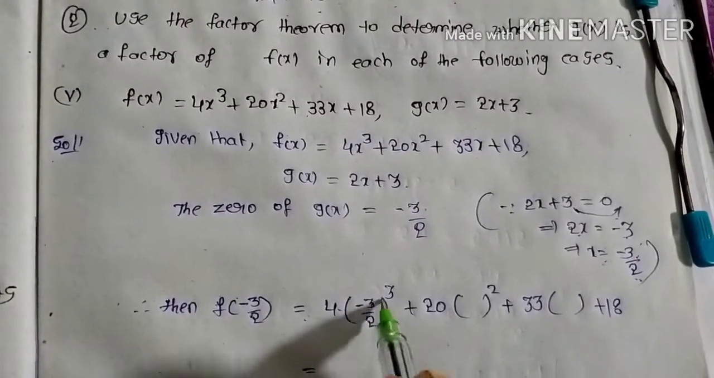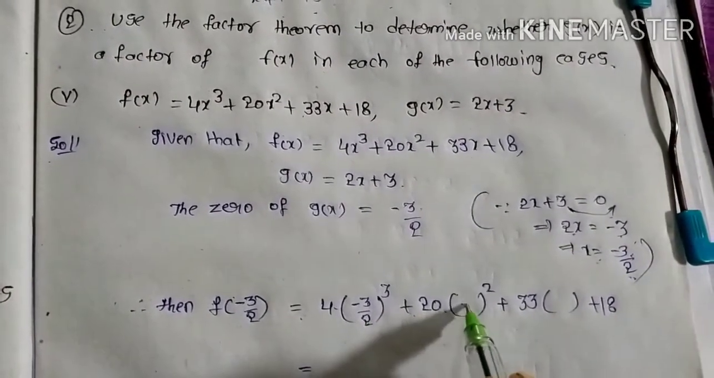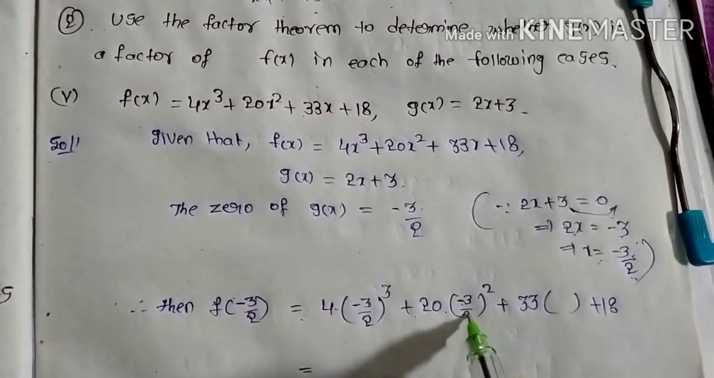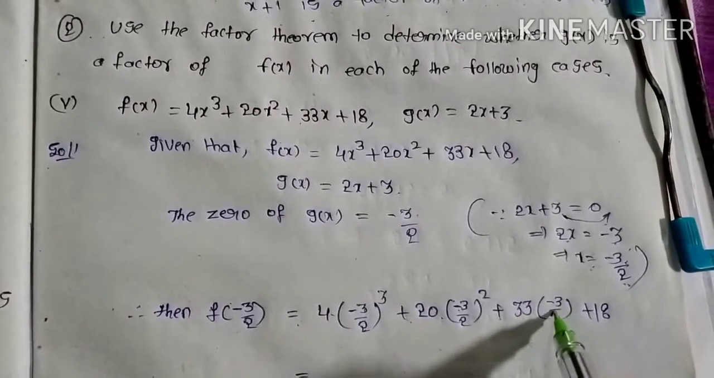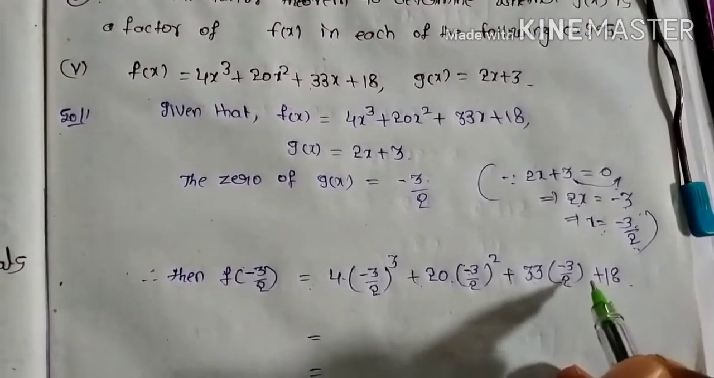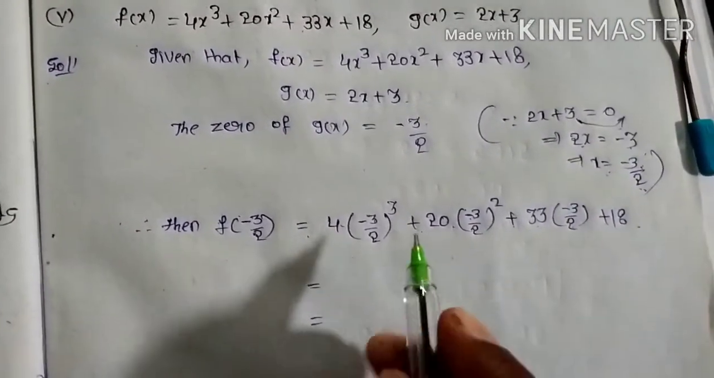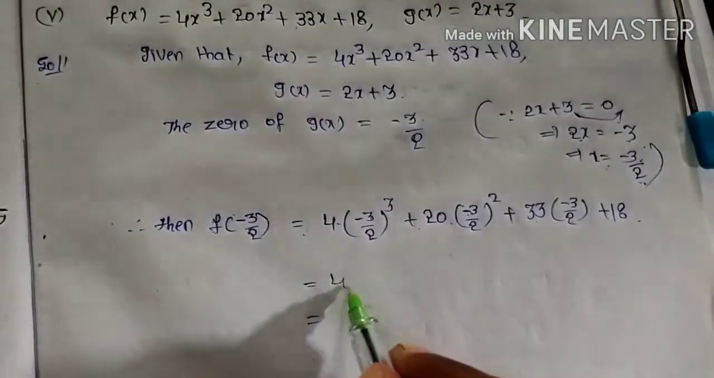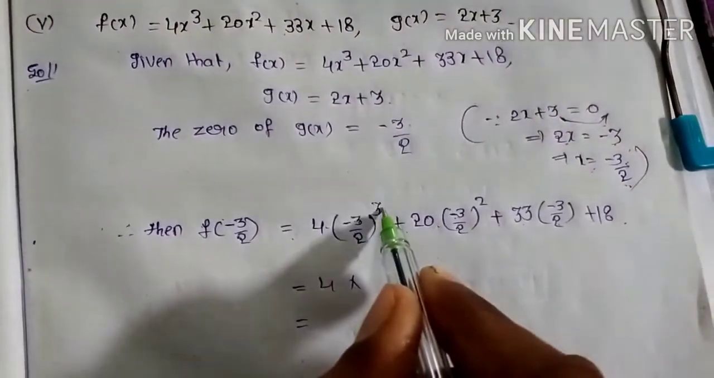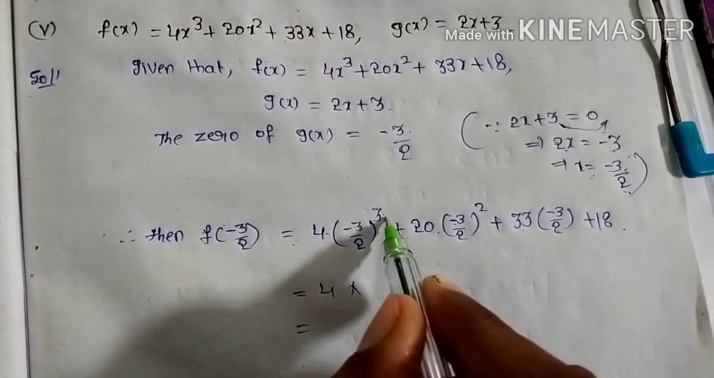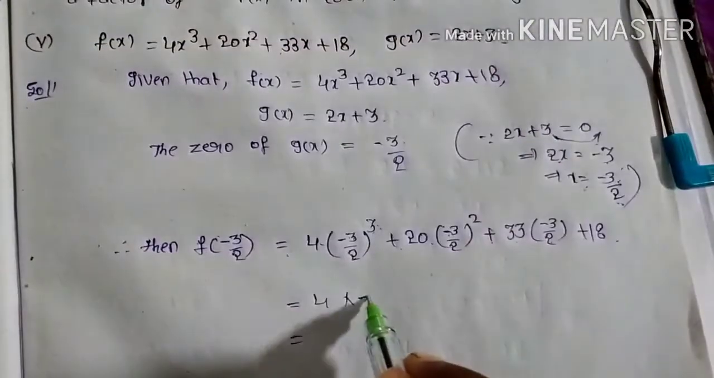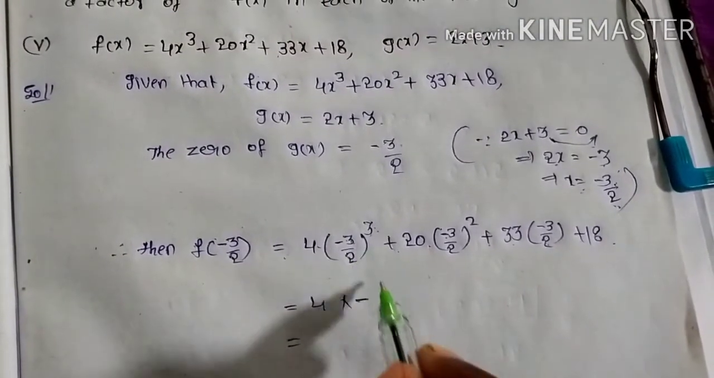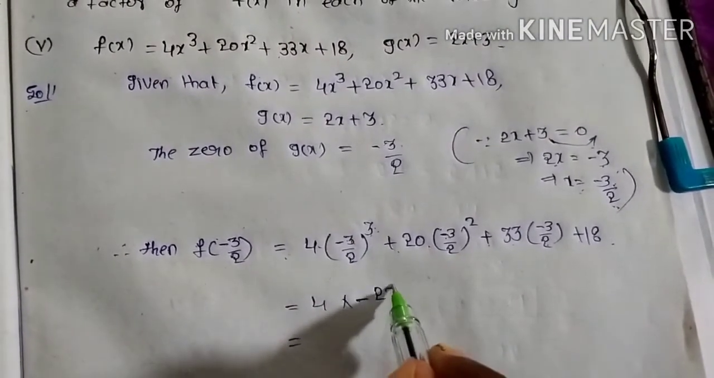You can write here 4 into minus 3 by 2 whole cube plus 20 into x square, means minus 3 by 2 whole square, plus 33 into x, means 33 into minus 3 by 2, plus 18. Just substitute the x value as minus 3 by 2. See here, 4 into minus 3 whole cube. Minus 3 whole cube, it is an odd power, so you are getting a negative number only. 3 cube is how much? 27. Yes or no? Yes.